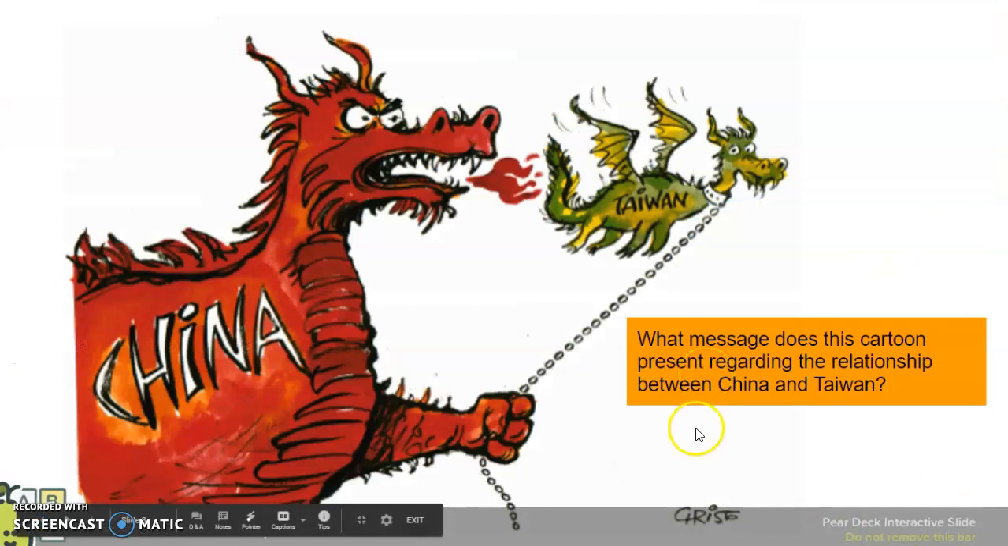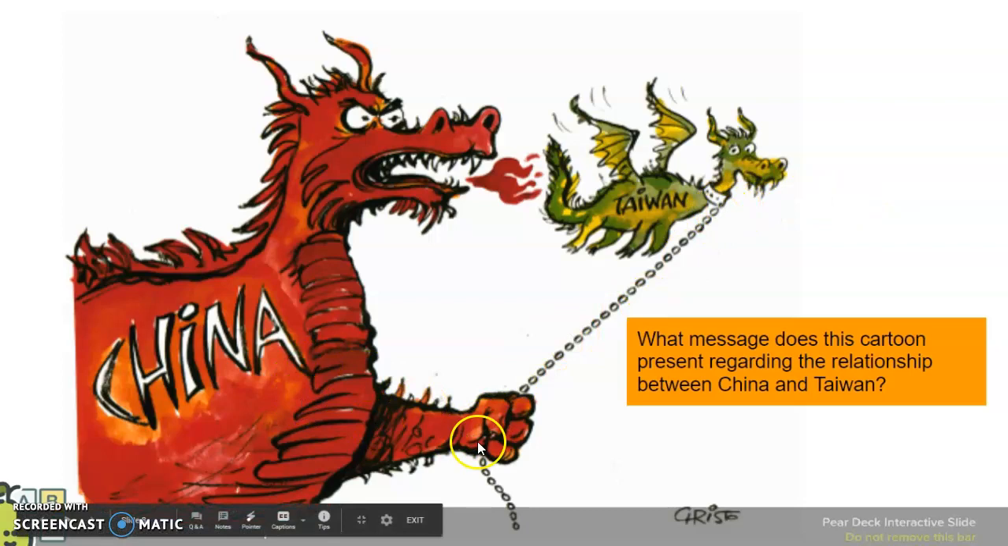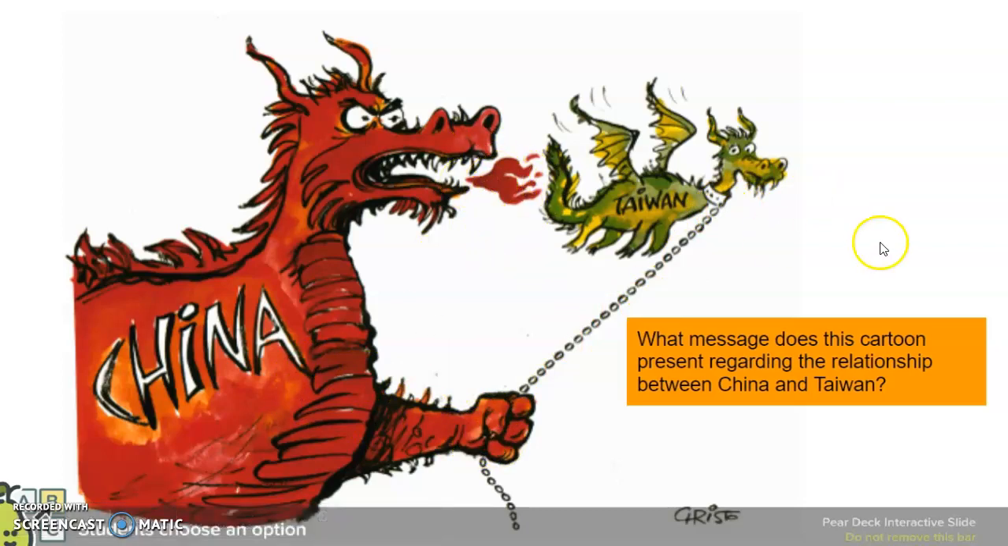In this political cartoon, you have mainland China, People's Republic of China, shown as a really large, aggressive dragon, and the smaller Taiwan as one that is on a leash that is being held by China. And as you can see, they're shooting fire at it. And Taiwan is maybe not trying to get away, but definitely wants to stay away from the aggressive part of China.